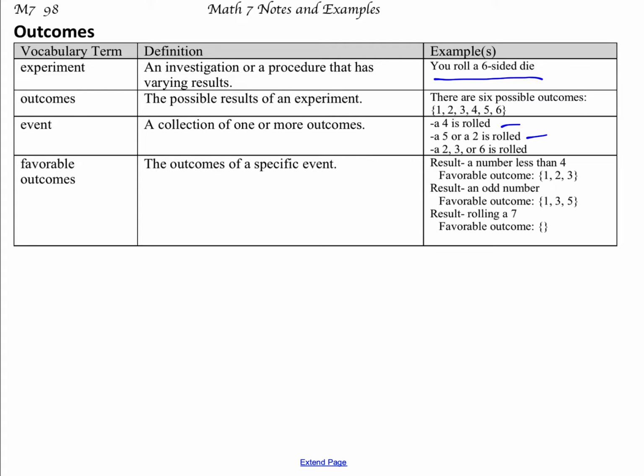And then favorable outcomes are the outcomes of a specific event. So, for example, if the result is that I want a number less than 4, the favorable outcomes are 1, 2, and 3. If the result is that I want an odd number, the favorable outcomes on a six-sided die would be 1, 3, and 5. If my event is rolling a 7, there are no favorable outcomes for rolling a 7.